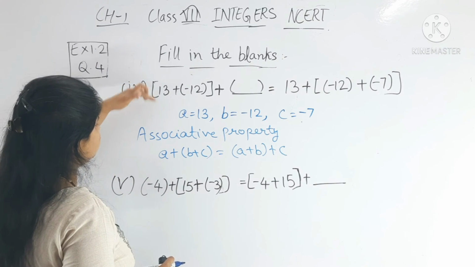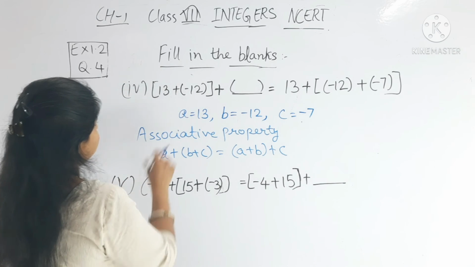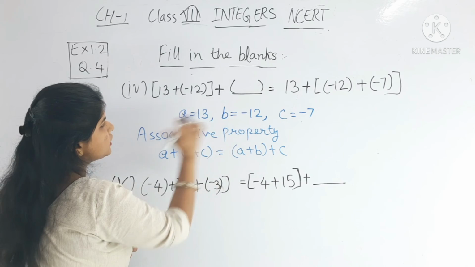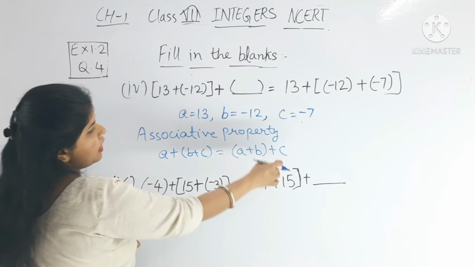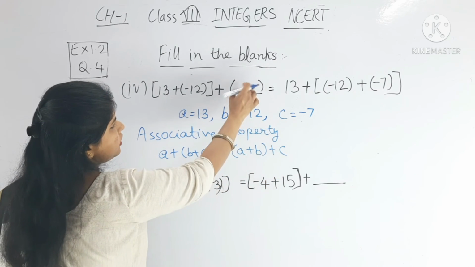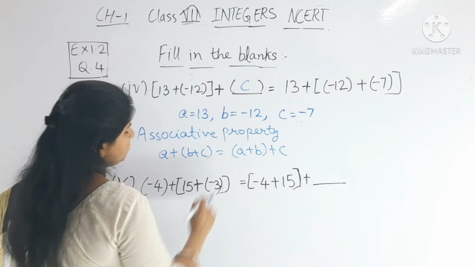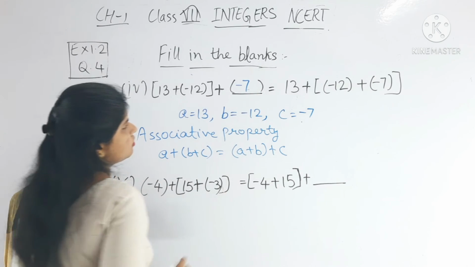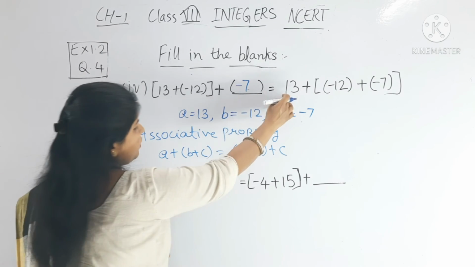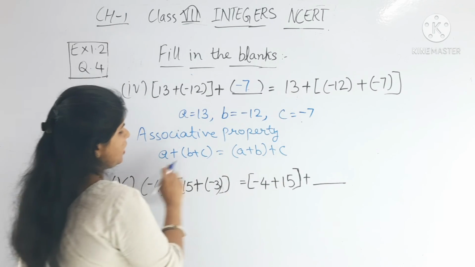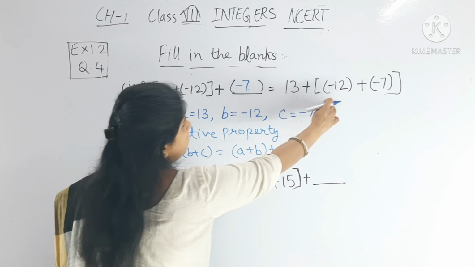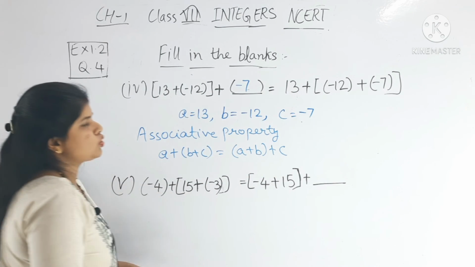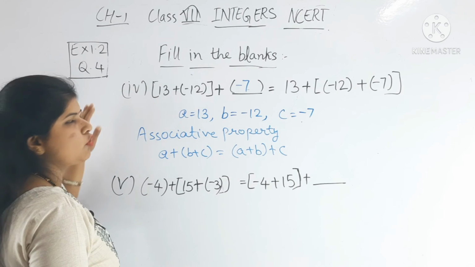Here this one is A plus B. Here A equal to 13 and B equal to minus 12. So here is A plus B and plus C. So here comes C. What is C? C is minus 7. So this is the answer. Here we can check that A equal to 13 plus B plus C. Here is B plus C, here is minus 12 plus minus 7. So the answer will be minus 7 for the fourth part.